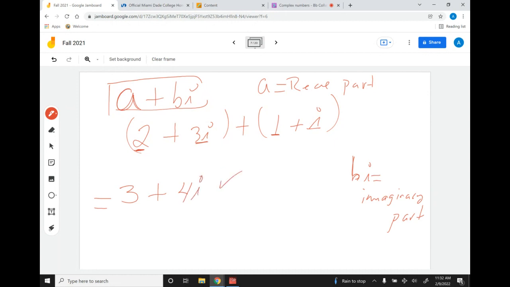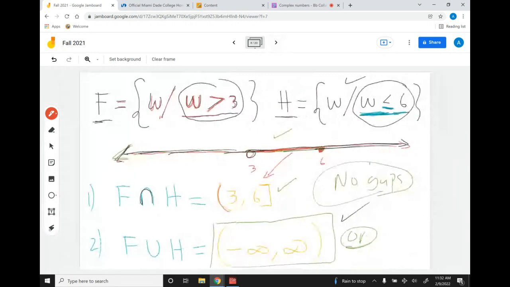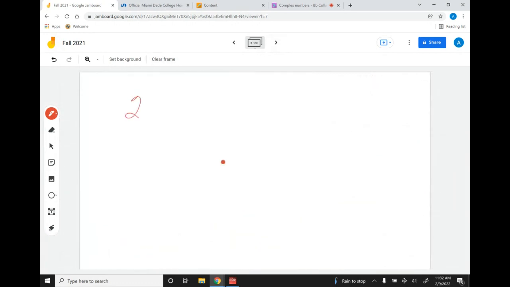Now, if you ever wonder, can I write them this way? Well, this is not in standard form, and we don't want to do that. So you first write the real part, followed by the imaginary part. Let's do one that is subtraction. Same idea. You have a complex number subtracted from another complex number. Let's say you have those.